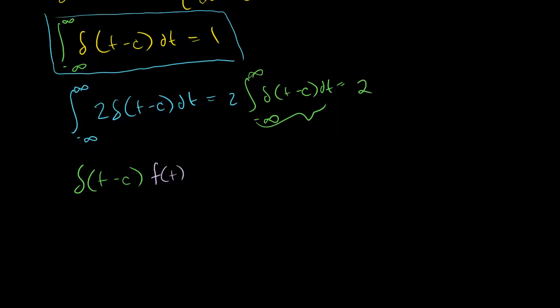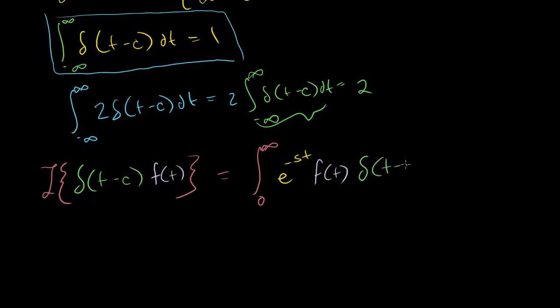So let's take our Laplace transform of this. We can just use the definition of the Laplace transform. So this is equal to the integral from 0 to infinity of e to the minus st, that's just part of the Laplace transform definition, times f of t times our Dirac delta function, delta t minus c, times dt.